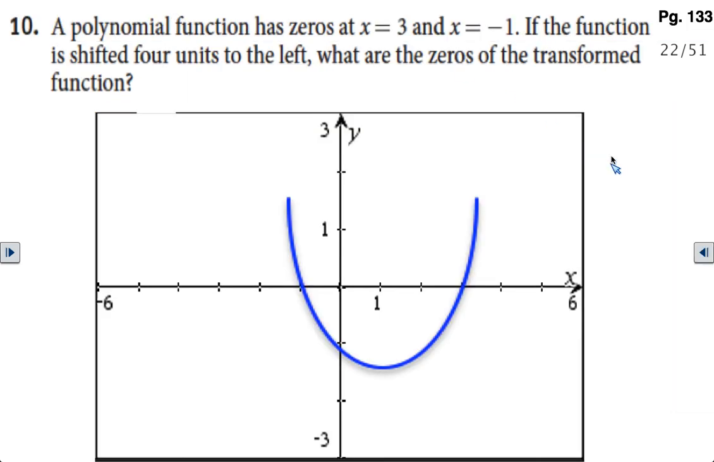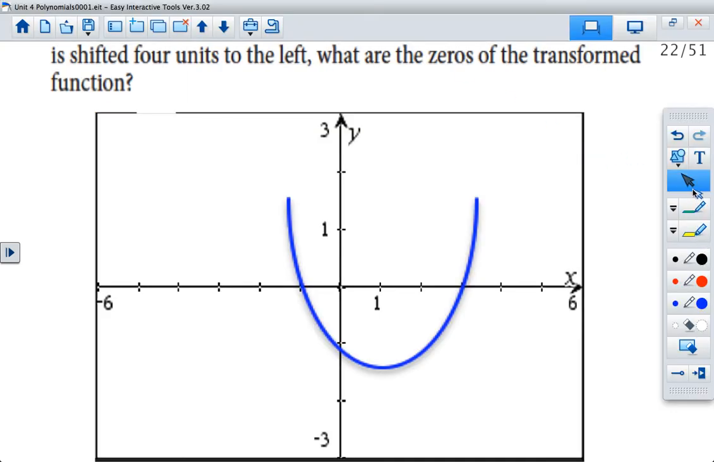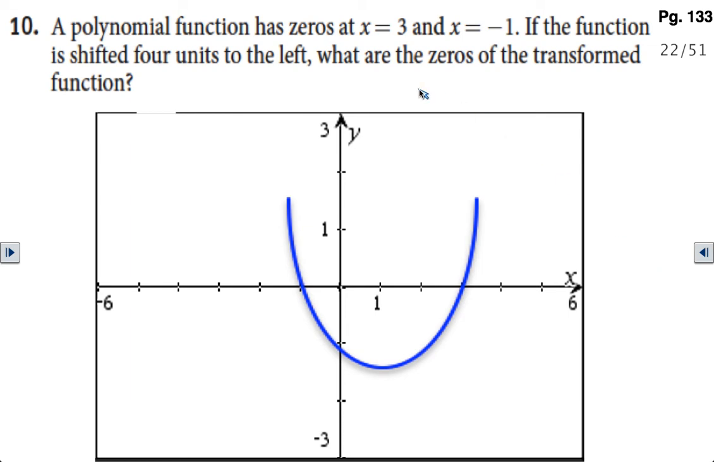Problem 10. All right. So for number 10, you have zeros when x is 3 and x is -1. Remember, zeros is another word for x-intercepts. This is just one example of where I have an x-intercept at -1 and at 3. I don't know if it's a quadratic function, but this is just an example.